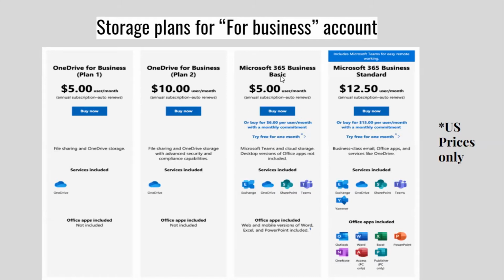The third one is Microsoft 365 Business Basic. It's $5 per month, or you could buy this for $6 per month with a monthly commitment. It also gives you the 1 month free option. It has Microsoft Teams and cloud storage; desktop versions of Office apps are not included. The services included are Exchange, OneDrive, SharePoint, and Teams. It includes web and mobile versions of Word, Excel, and PowerPoint.